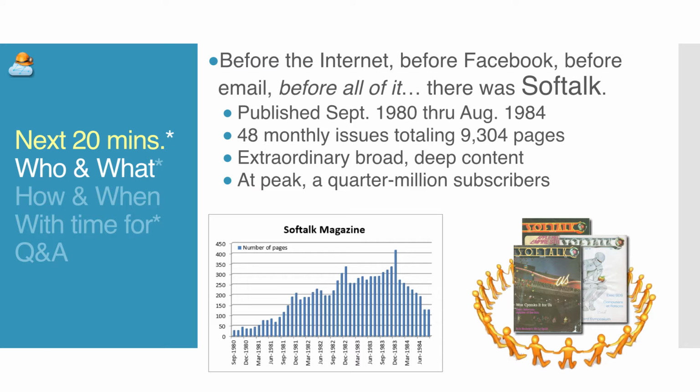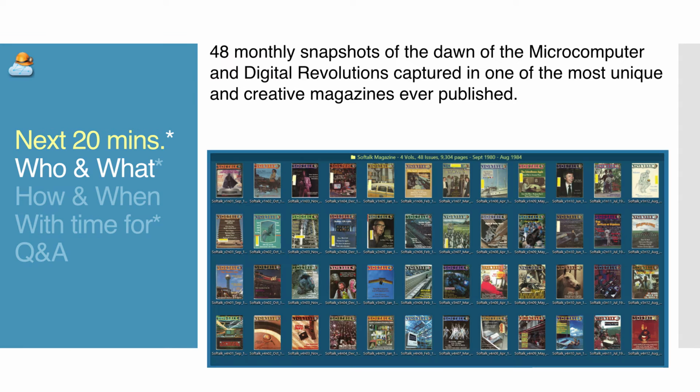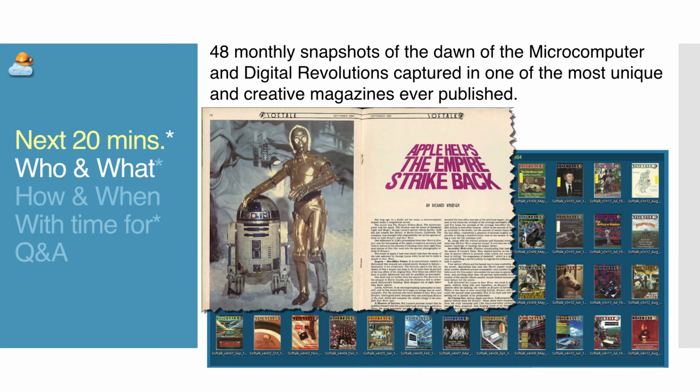So what we've got now, then, is a 48-month time capsule of the dawn of the microcomputer and digital revolution. And by capturing that and not only creating a digital archive, but looking to generate a machine-readable, fully fact cloud implemented semantic model of that is the goal of the project. And this is a magazine that here in the initial issue, we have an interview with George Lucas about how they used Apple computers and microcomputers behind the scenes to do Star Wars.